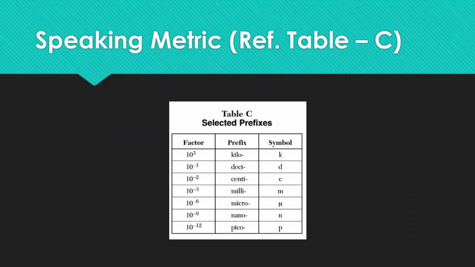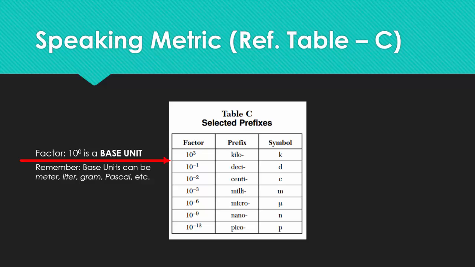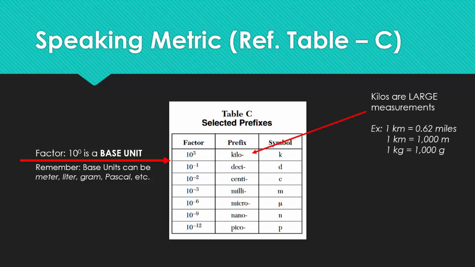So when we are looking at reference table C, we're going to be noticing that there is no spot for our base unit. So right now on your reference table, I need you guys to write down 10 to the 0 is a base unit. Underneath the word base unit with this arrow, I want you to write down meter, liter, gram. You'll notice that we have the prefix kilo. Kilo has a factor of 10 to the 3rd power. It's the only positive factor on table C. Kilos are going to be large measurements. So for example, a kilometer is 0.62 miles, but we will not be using miles in this class. A kilometer is also 1,000 meters, or a kilogram is 1,000 grams.